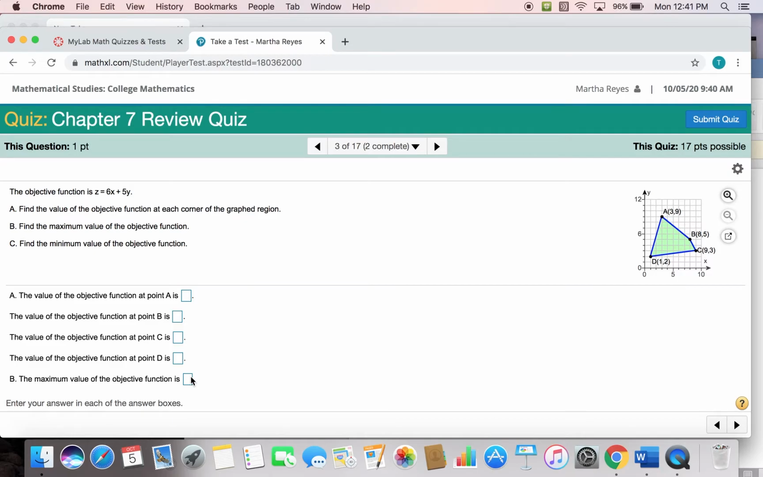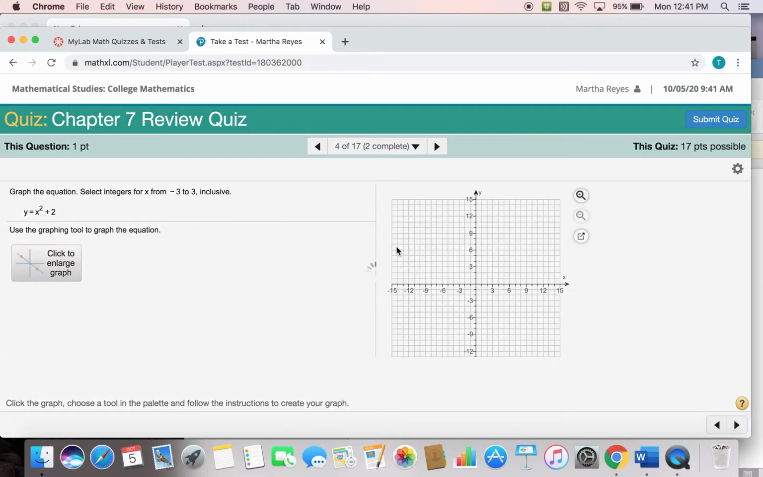And now, the maximum value of the objective function, you would have to solve all of those and pick the biggest number for that, right? And it's either going to be probably point C or point A. Let's see. So 9 times 6 is 54 plus 15. Yeah, it's probably going to be point D. So you'd have to solve for all those and pick the biggest one for the maximum. So I'm going to go to the next one for now.